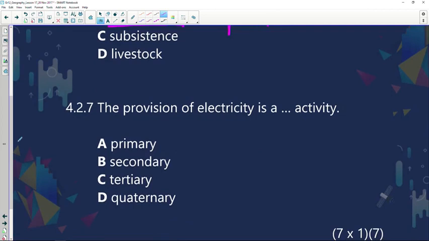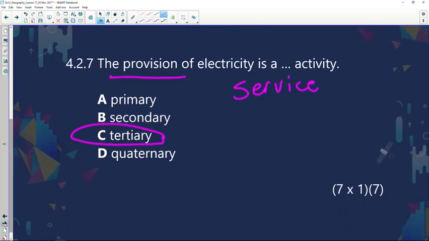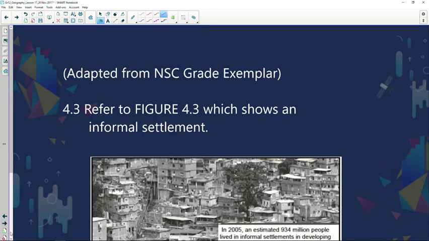Now, the provision, it's basically a service. And as we know, to deliver a service is a tertiary activity. For instance, A, farming, B, processing and manufacturing. Tertiary is service delivery, and quaternary is research. Okay, and that's your correct answer for 4.2.7. Let's quickly go and have a look at our longer questions.